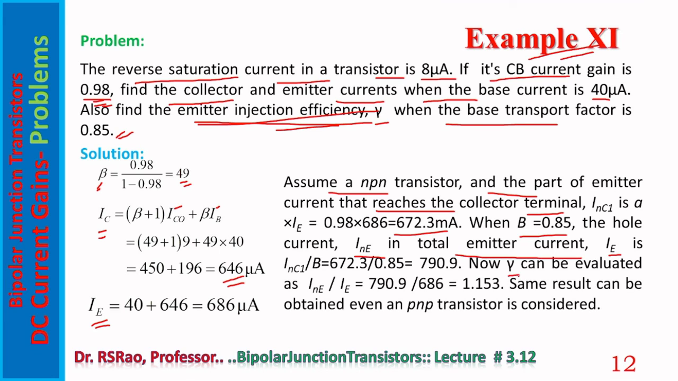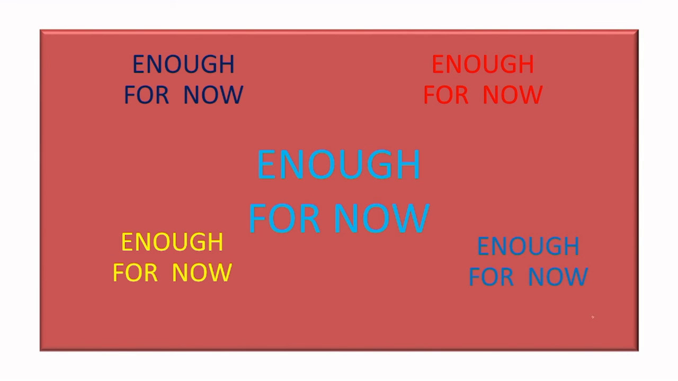Now gamma, injection efficiency, can be evaluated as InE by IE. It turns out to be 1.153. The same result can be obtained even when a PNP transistor is considered. These are the problems which are basically set around large scale current gains of BJT, internal currents, terminal currents, and also their interrelationships.